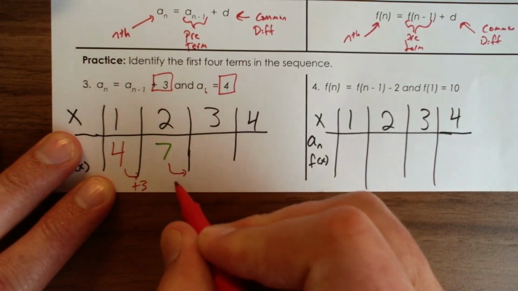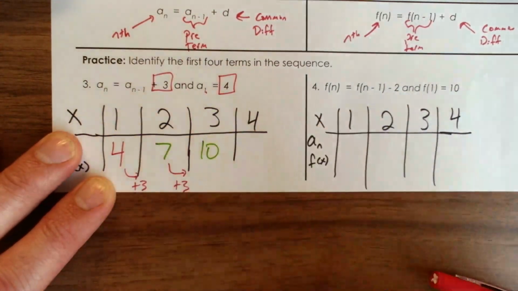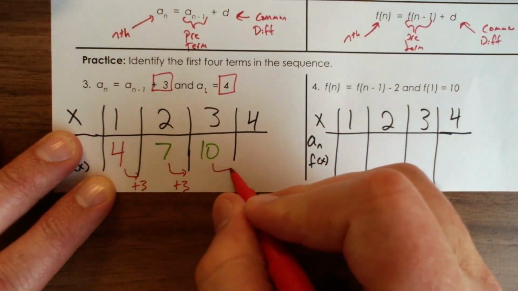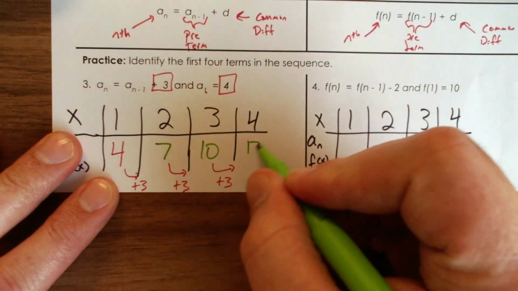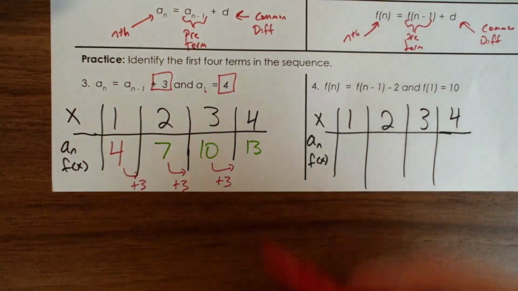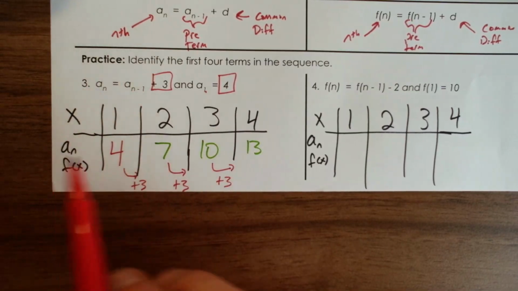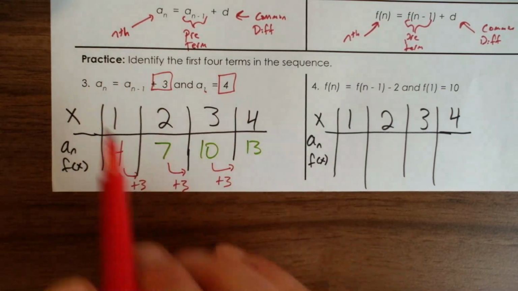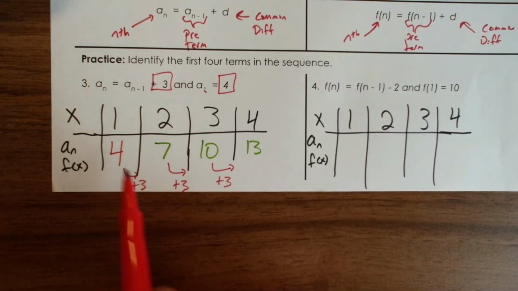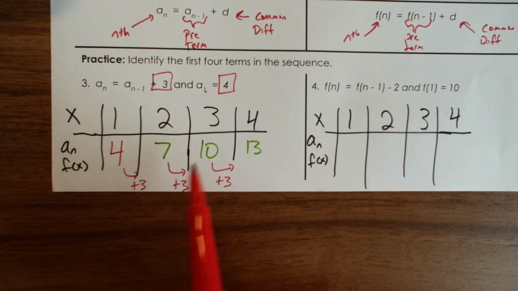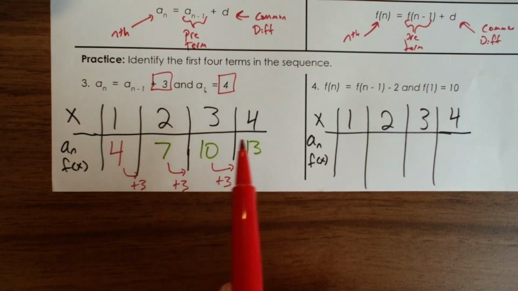To find my next term, I add 3. 7 plus 3 is 10. I add 3 to find my next term. 10 plus 3 is 13. So this is how I fill it out. You saw like the majority of my work here was just writing out the table. 1, 2, 3, 4. X's and a sub n. Once I got to the actual math, I'm just adding 4 plus 3, 7 plus 3, 10 plus 3. I would go 13 plus 3 if I needed the next term.